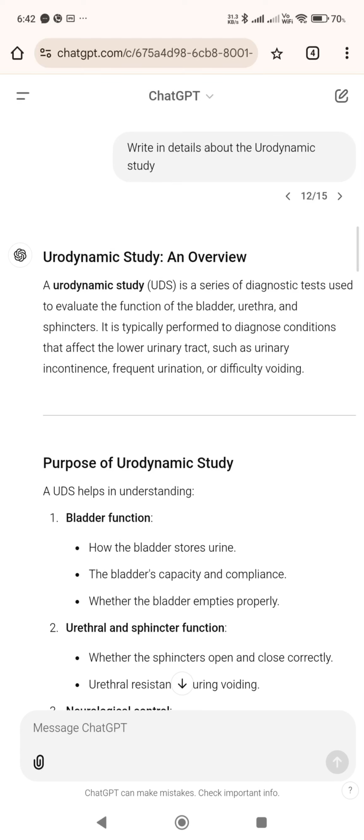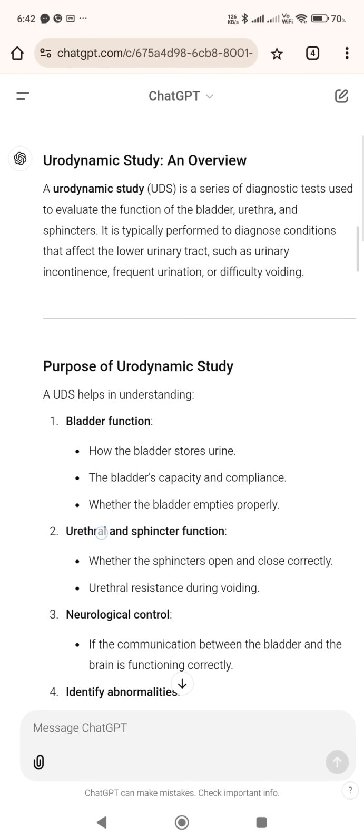Urodynamic study, an overview. A urodynamic study is a series of diagnostic tests used to evaluate the function of the bladder, urethra, and sphincters. It is typically performed to diagnose conditions that affect the lower urinary tract, such as urinary incontinence, frequent urination, or difficulty voiding.